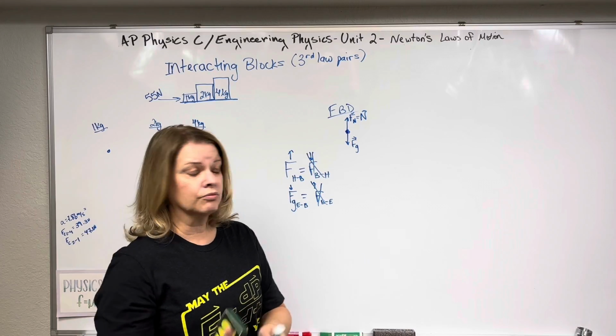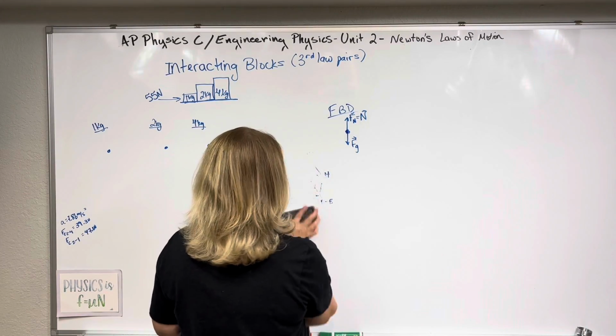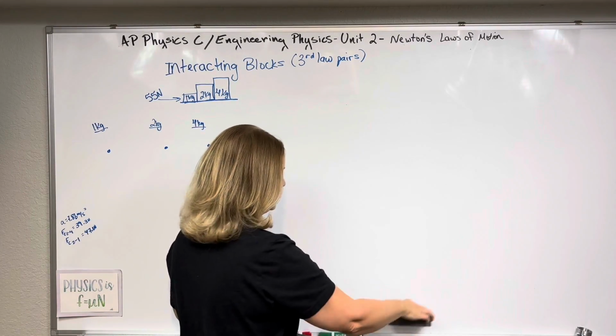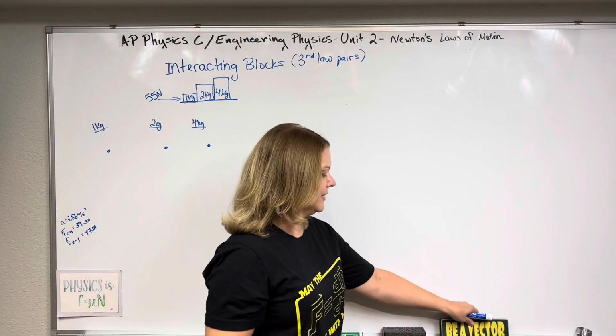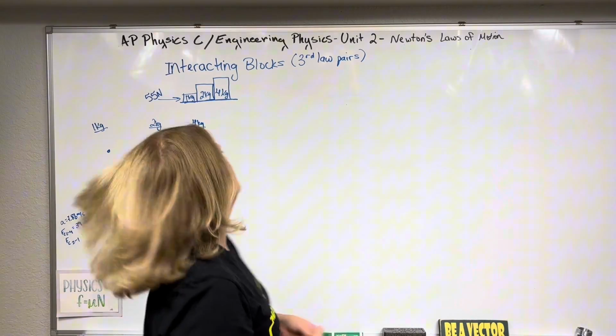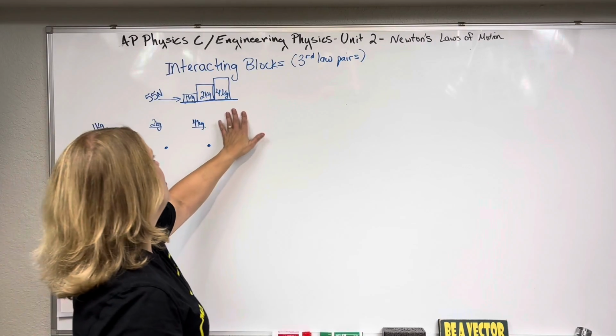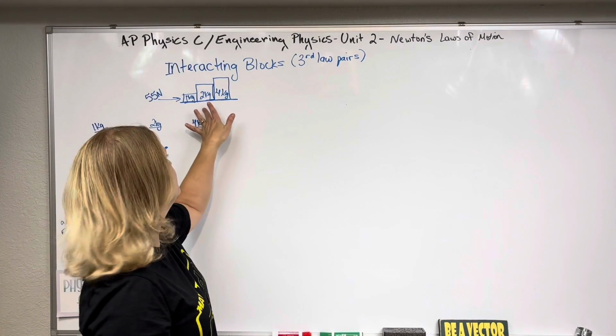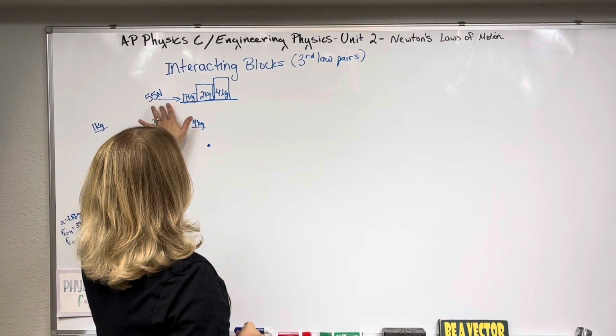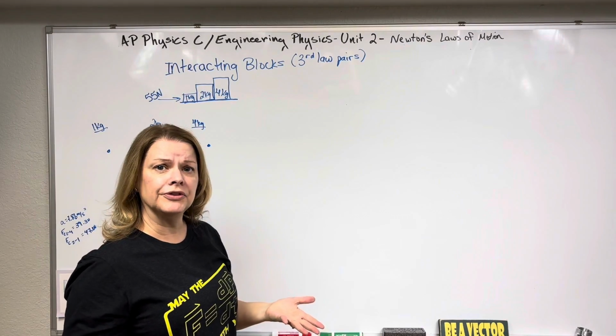That's a concept that's really important that they will test you on, and make sure you understand that before we even get started on these third law pairs. Now let's do a third law pair problem. It's the interacting blocks. We have three blocks here, a 1 kilogram, a 2 kilogram, and a 4 kilogram. And they're applying a 55 Newton force to this.